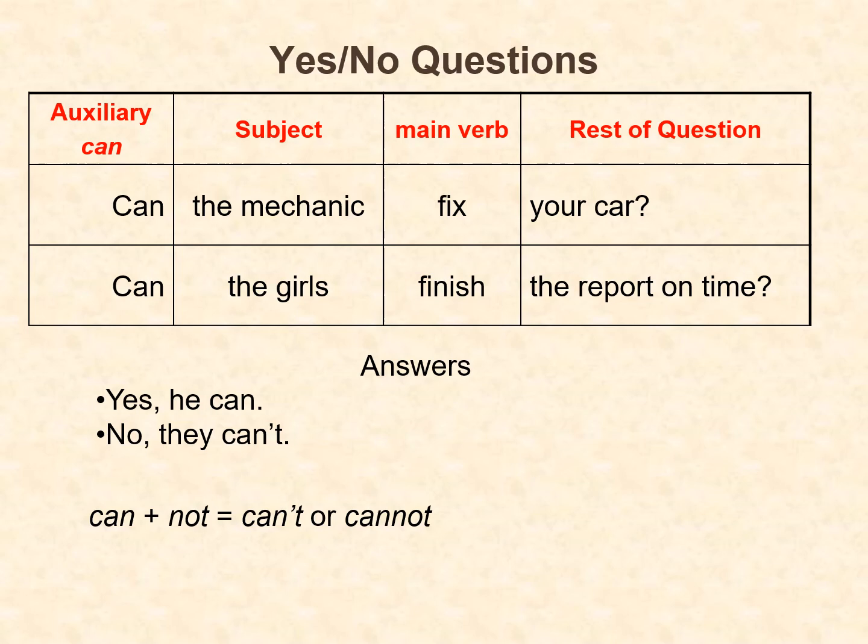When answering these yes/no questions with a short answer, if you answer with yes, you would then get he or she or they can. In the negative, you would get no, he or she or they can't. The negative form of cannot is sometimes contracted to can't, and when it's not contracted, we usually write cannot together as if it were one word.